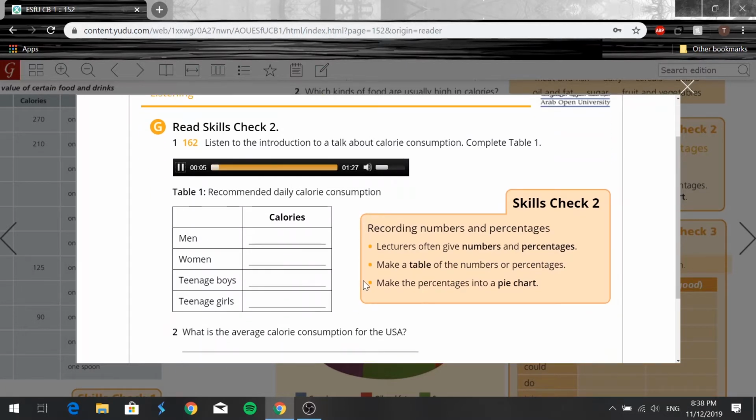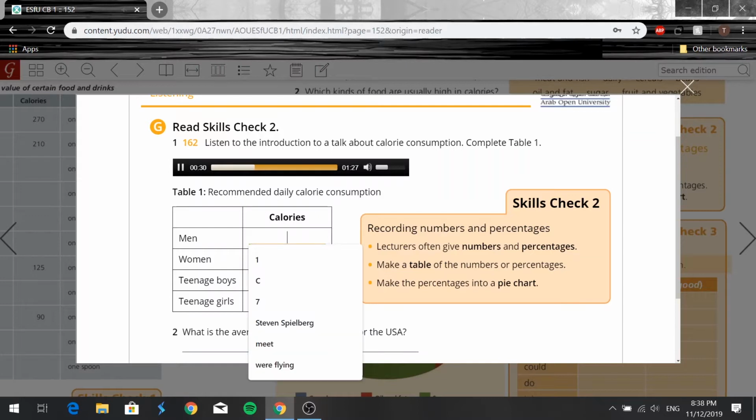Exercise G1. Listen to the introduction to a talk about calorie consumption. In today's lecture, I'm going to look at the main sources of energy from food. As you know, we need energy to do work. Food scientists say that adult women need about 2,000 calories every day, and men need about 2,500.